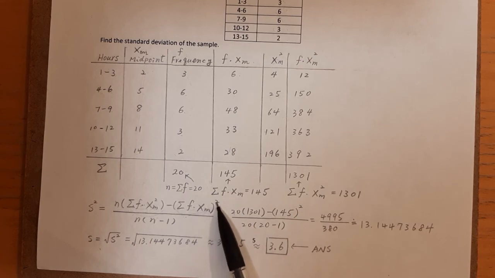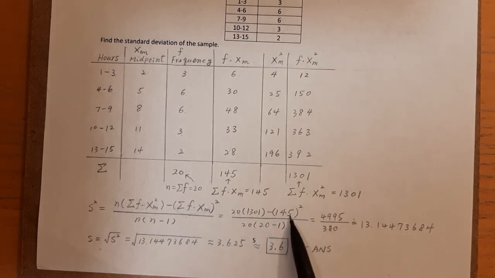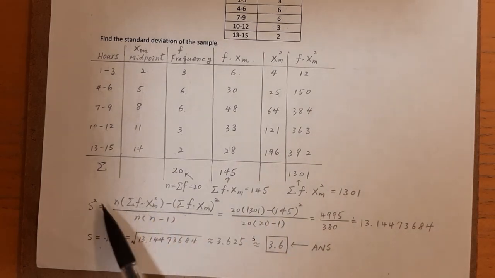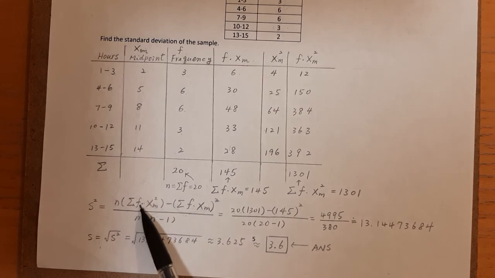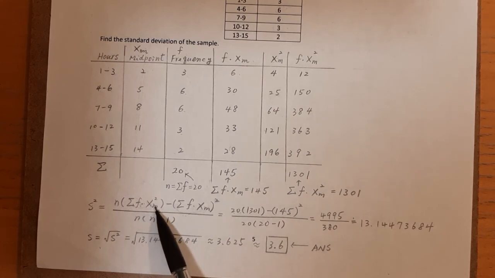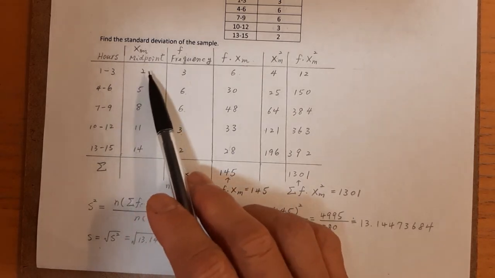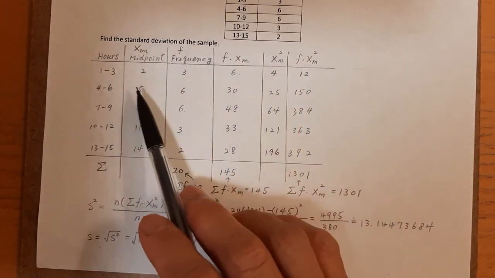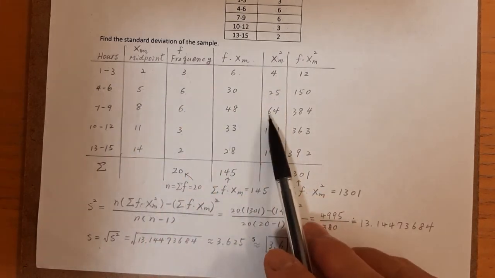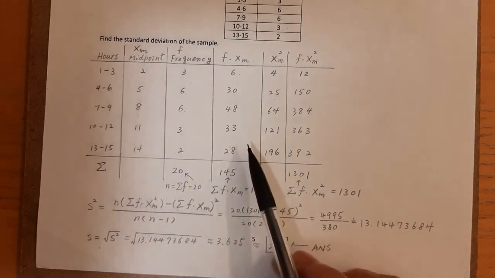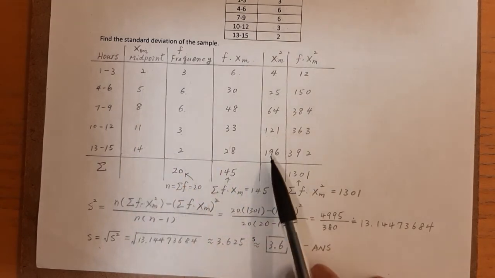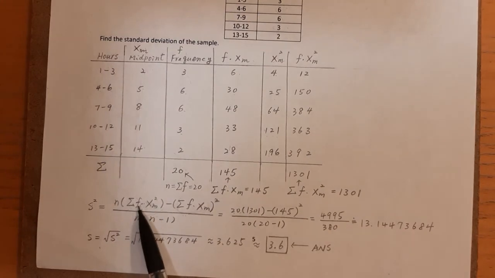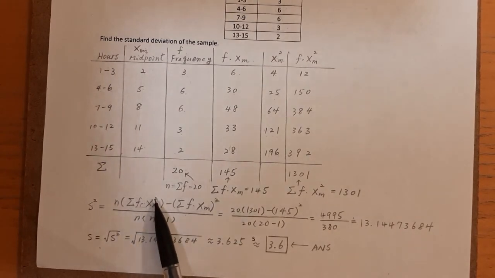And in the formula, it is squared. So 145 squared, put it over here, subtract from this. N is 20. This one, we need to figure out the midpoint squared. So 2 squared, this is xm squared. 2 squared is 4. 5 squared, 25. 8 squared, 64. 11 squared, 121. And 14 squared, 196.